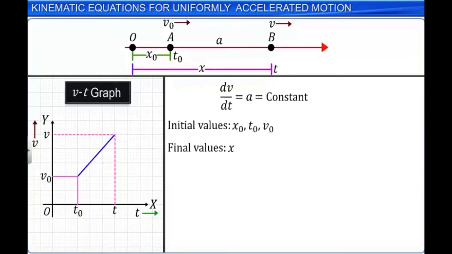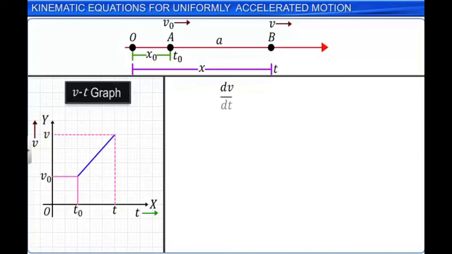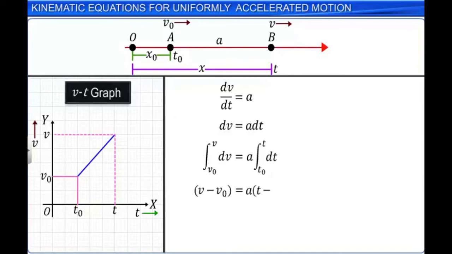dv by dt is equal to a. By cross-multiplying, we get dv equal to a into dt. Integrating both sides, integral v0 to v dv is equal to a into integral t0 to t dt. v minus v0 is equal to a into t minus t0. Rearranging the equation, v equals v0 plus a into t minus t0. This is equation 1 of motion.